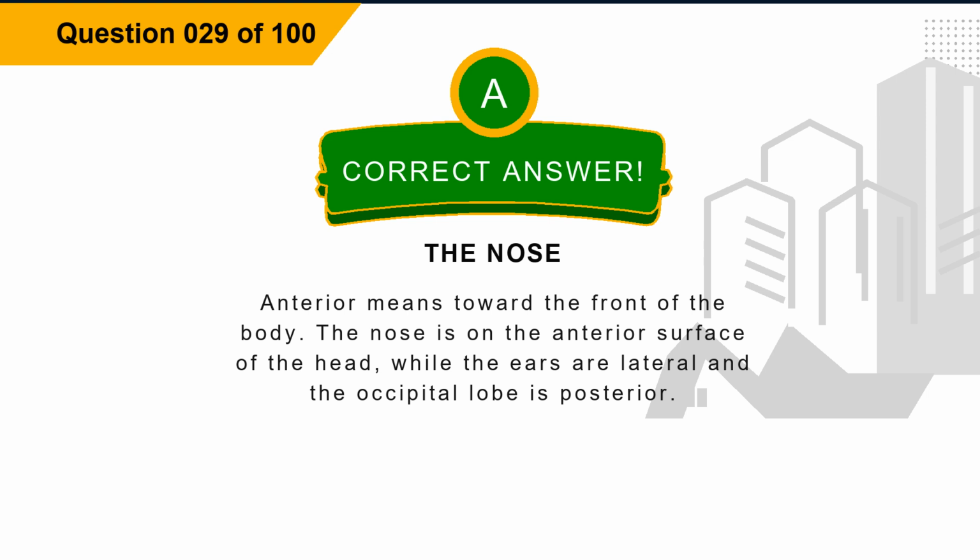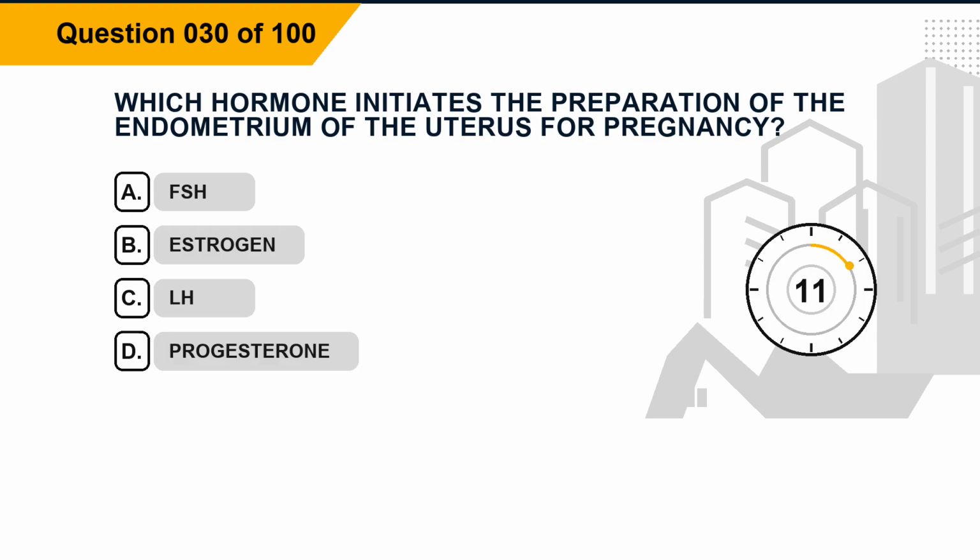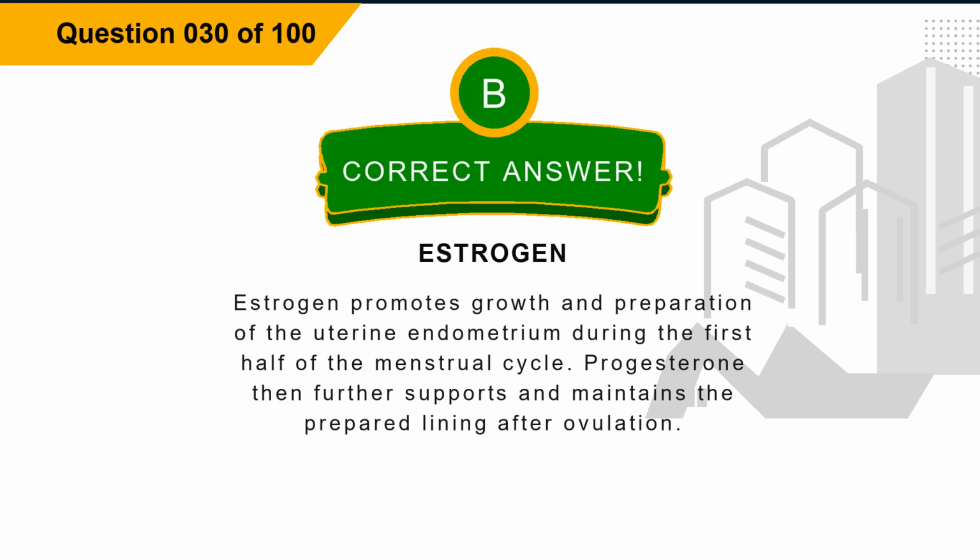posterior. Question 30. Which hormone initiates the preparation of the endometrium of the uterus for pregnancy? Option A, FSH. Option B, estrogen. Option C, LH. Option D, progesterone. The correct answer is option B, estrogen. Explanation. Estrogen promotes growth and preparation of the uterine endometrium during the first half of the menstrual cycle. Progesterone then further supports and maintains the prepared lining after ovulation.